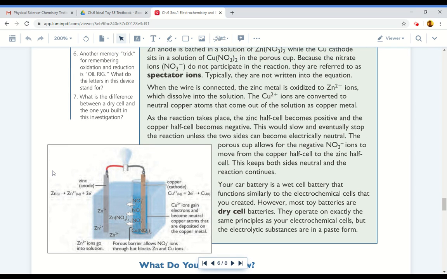Your car battery is a wet cell battery that functions similarly to the electrochemical cells that you created. However, most toy batteries are dry cell batteries. They operate on exactly the same principles as your electrochemical cells, but the electrolytic substances are in a paste form.